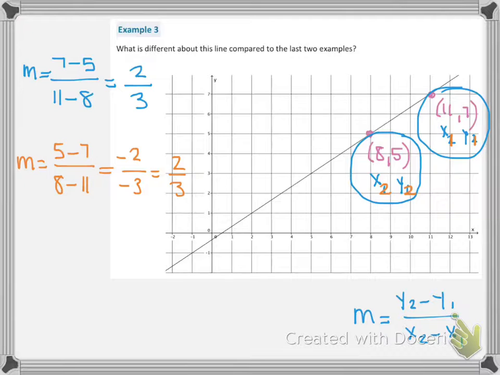And it doesn't matter which points I use. I could have used this one and this one. Still going to get the same slope. Still going to be up 2 and right 3. We can see that with the graph. Up 2, right 3. Up 2, right 3. It just continues to follow that pattern. Every one of those points is on the same line, so it's going to have the same slope.